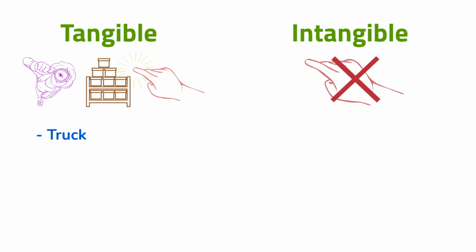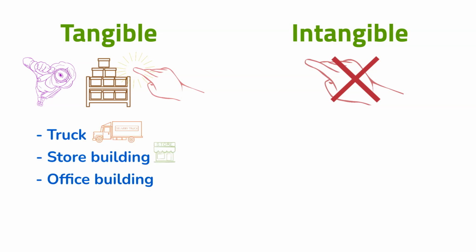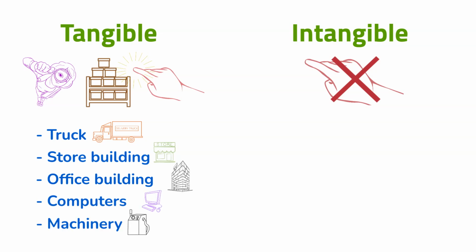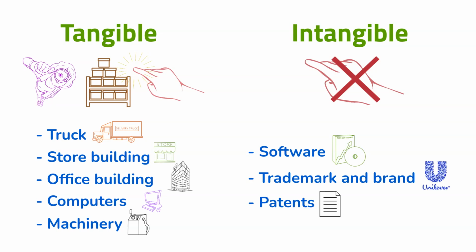Tangible assets could include a truck, a store building, office building, computers, printers, machinery, the machinery for example to wash and pack our apples. Simple examples of intangible assets could include software licenses, for example accounting software, trademarks and brands, patents.